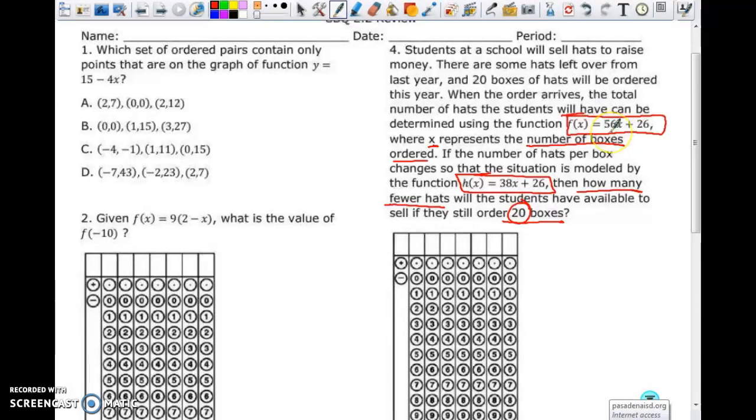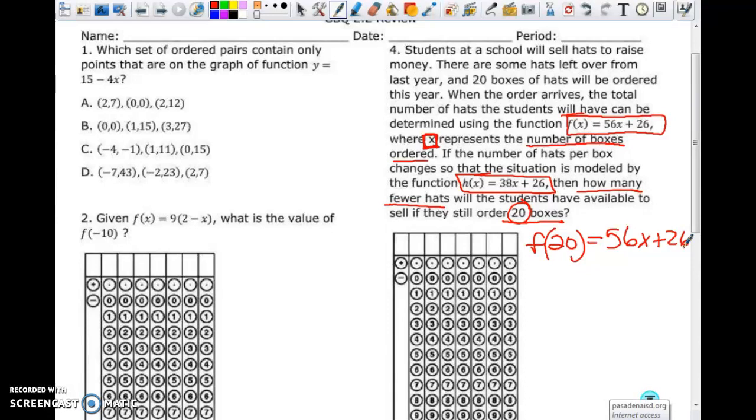So I know it kind of seems like a lot, but we're basically just evaluating this function. If we had bought 20 boxes in this function, as compared to this one, how many fewer hats would we have? So again, we're just evaluating. I know that x is the number of boxes. So instead of f of x, I want to know if I ordered 20 boxes, plus 26. So that's essentially what we're looking for.